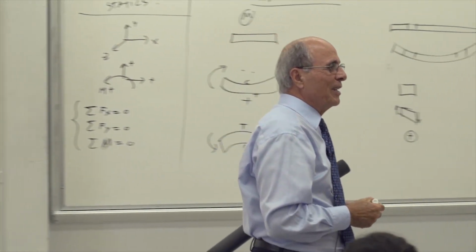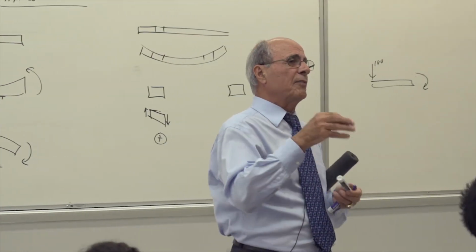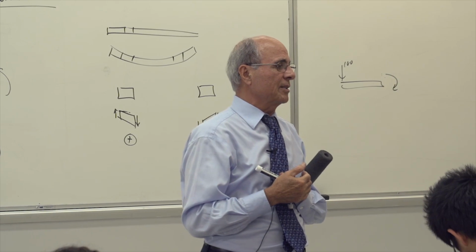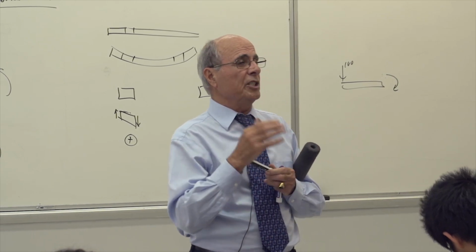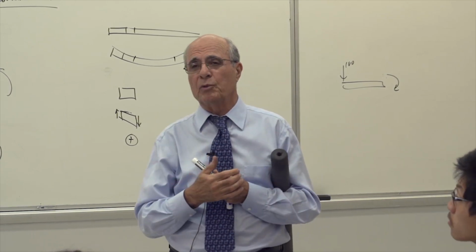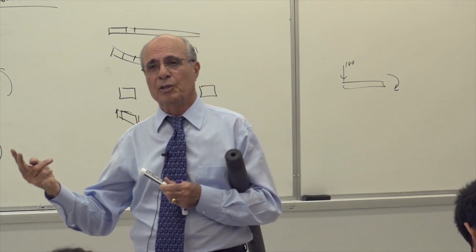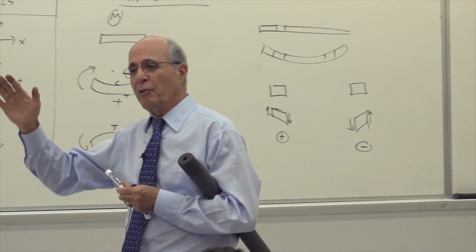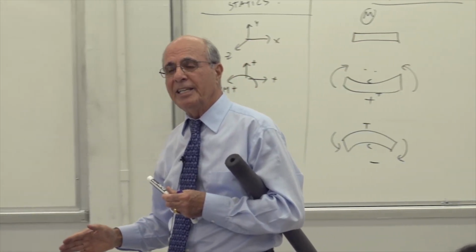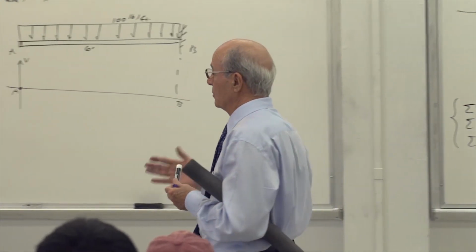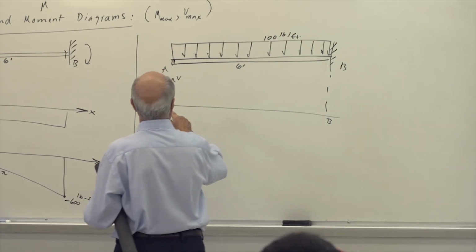Yes? It's 100 pounds per foot, but I have 0 foot. Is that correct or not? Yes? Now, if I go 1 foot, how much shear do I have? 100. 2 foot? 3 foot? Therefore, the shear must be what? Linearly going down. Okay, I gave the answer.